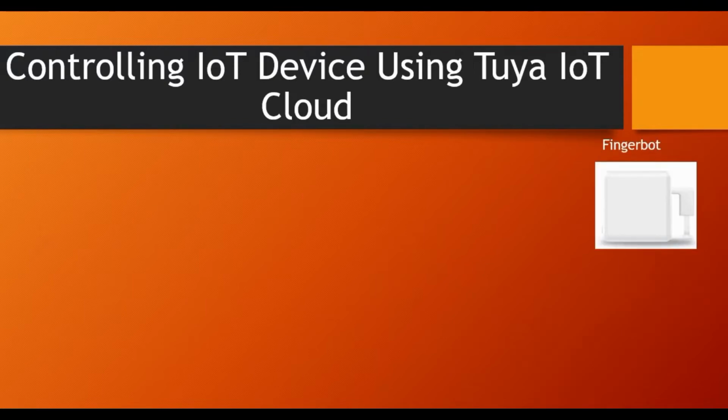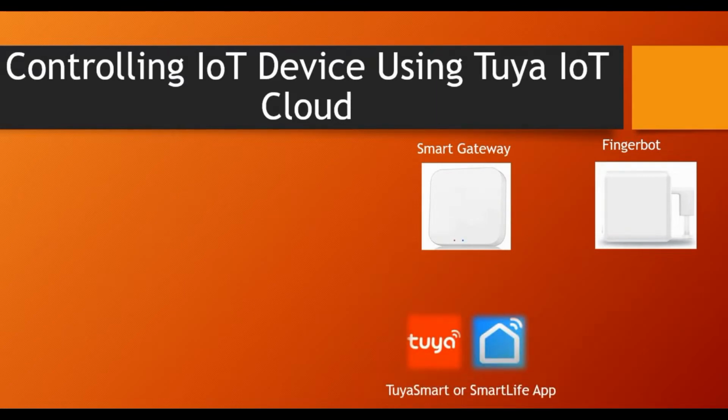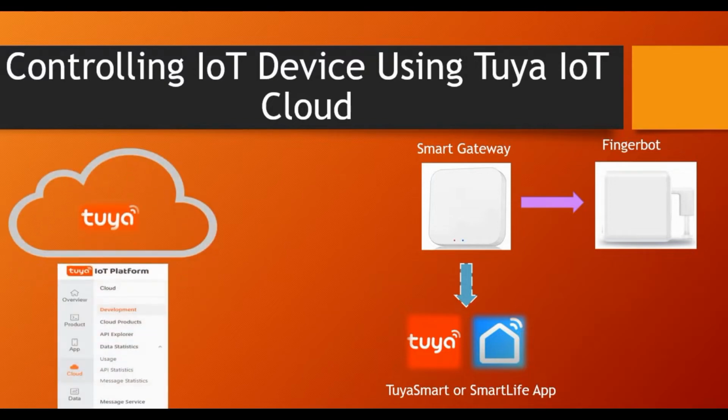Now let's move on to how we are going to control this IoT device with the Tuya IoT cloud platform. We said we need a Fingerbot, which is the IoT device we are going to control. We need a smart gateway, and we will have a smart app. I'm going to use the Tuya Smart app. We are going to configure the Fingerbot and smart gateway to the smart app, so you should be able to see all these registered devices in the smart app. Then we will also create an IoT platform account and a cloud project, and we will link these devices, and make use of the APIs to control this Fingerbot from the Tuya cloud.